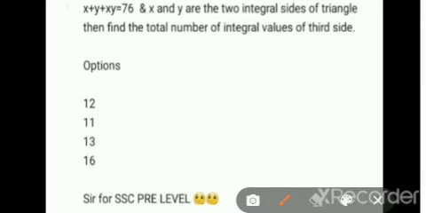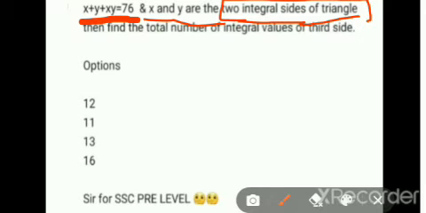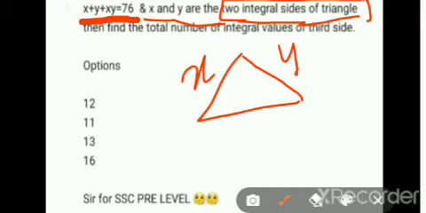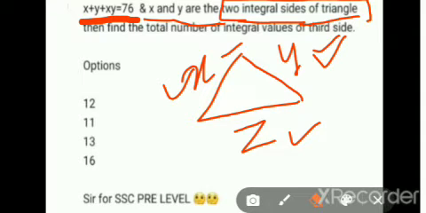I have given x plus y plus xy equal to 76, and x and y are the two integral sides of a triangle. So let's say this is the triangle, this is one of the sides, another side, and let's assume the third side as z. As these are sides of a triangle and are integers, x, y and z are positive integers as well.